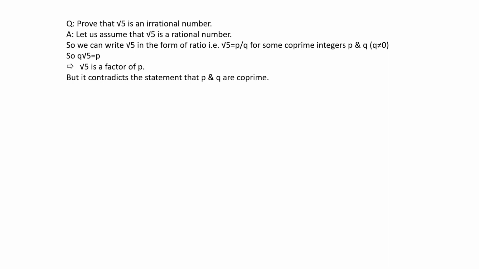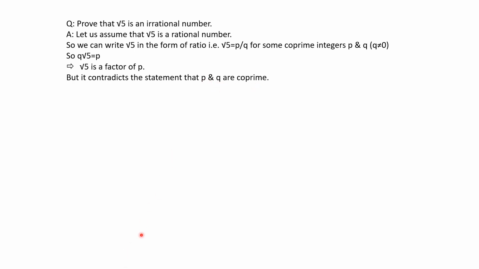Now friends, what is coprime? Coprime means two numbers p and q are said to be coprime if there exists no common factor other than 1. But here we got root 5 is a factor of p. That means it contradicts the statement that p and q are coprime.